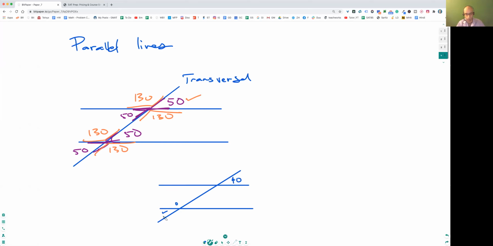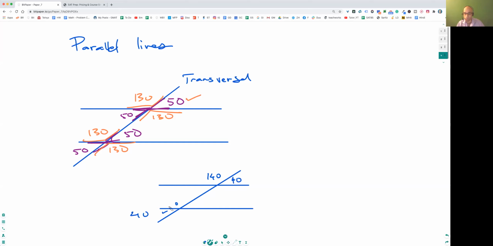Very good. So this angle is the only acute angle, right? Same as this, so it's going to be 40. And now this one is the other one. The other one is a supplementary angle, so it's 180 minus 40, which is just 140 degrees right over here.